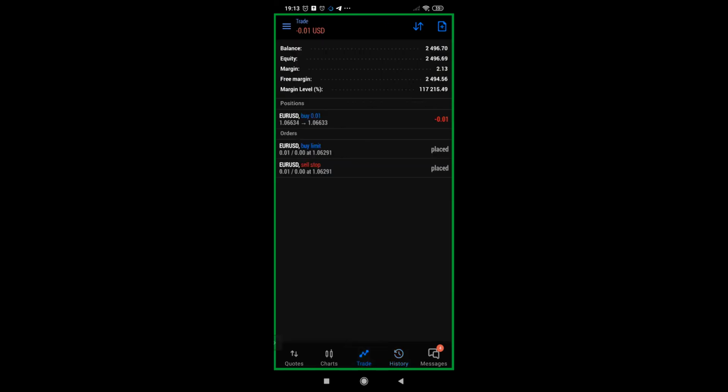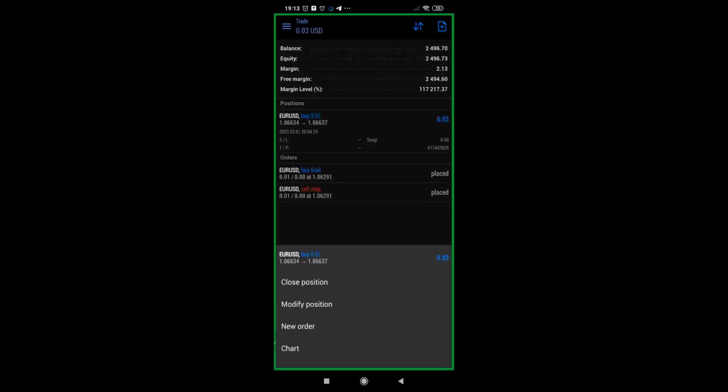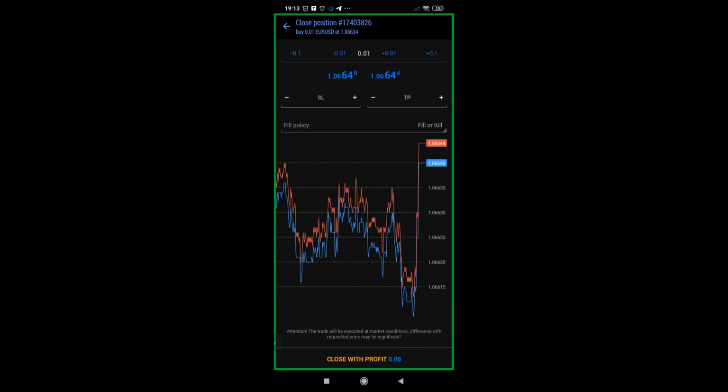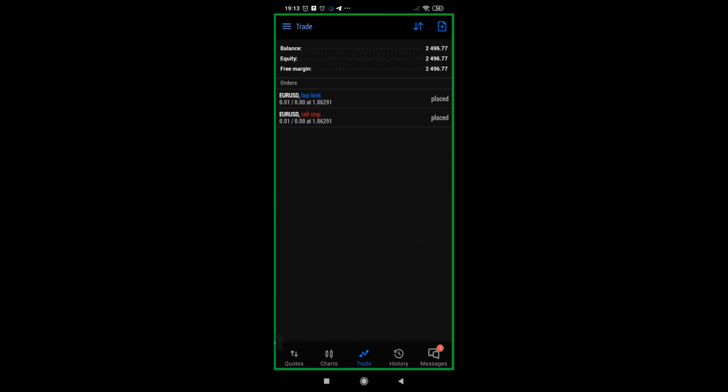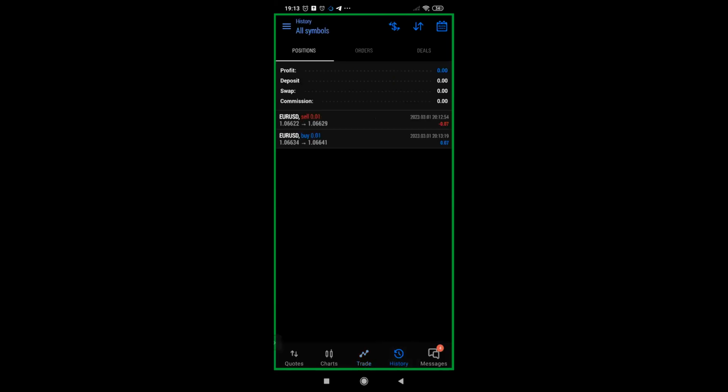Let's close the buy order as well. You can see for the buy order, I'm in profit now. Close the profit. When I go to my history, it's there. So I lost 7 cents and I made 7 cents, so I didn't make any money. The profit is 0.00 for today. History gives you a summary of how you did within a particular period of time.